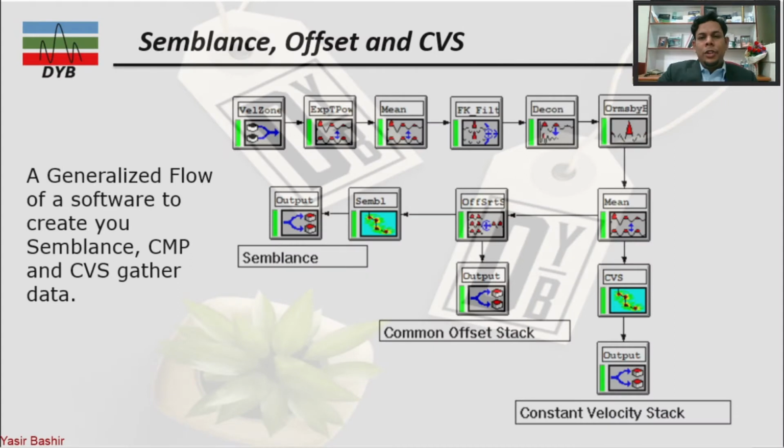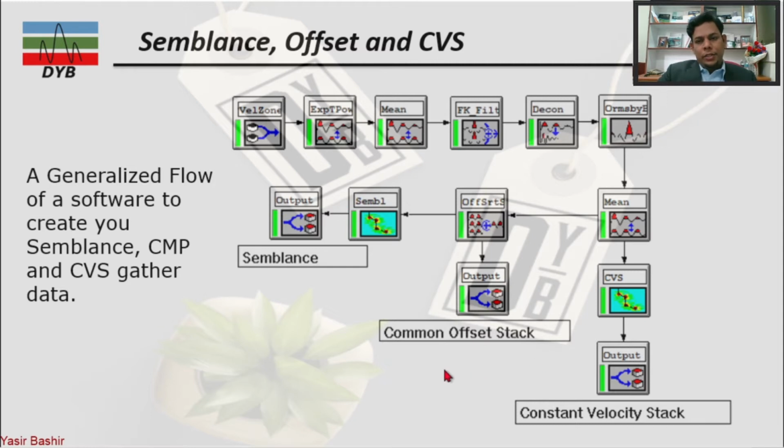Here is one of the workflows we use for converting our seismic data to determine the seismic velocity. First of all, we have the velocity zone, where we give the input of our data, let's say shot gather data. This is the flow we use in one of the software called Vista to do the velocity analysis. From the shot gather data, we try to get our semblance plot, the common offset stack, and the constant velocity stacks, which are the key of seismic velocity analysis or NMO correction.